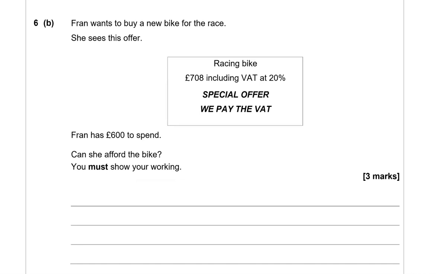Fran wants to buy a new bike for the race. She sees this offer. Racing bike, £708 including VAT at 20%. Special offer, we pay the VAT. So we're going to have to work out the price prior to adding VAT. Fran has £600 to spend. Can she afford the bike? You must show your working.